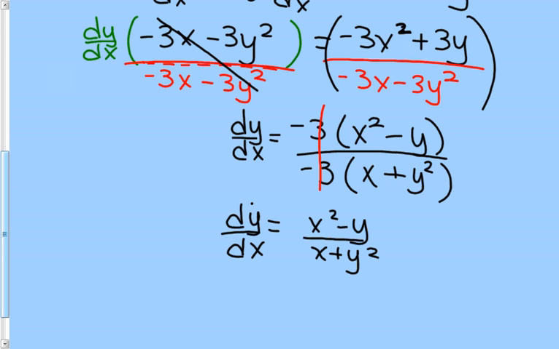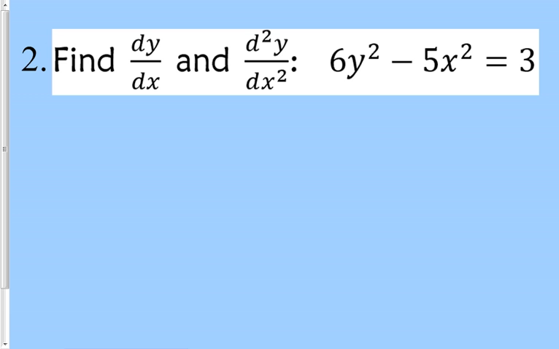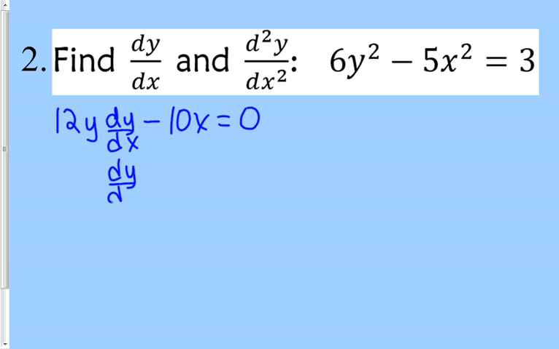Okay. Next on the agenda, number 2, I have to find dy/dx, and then I have to find d2y over dx2. So the first and the second derivative. First derivative, really simple. So 6y squared, so that's 12y dy/dx minus 10x equals 0. Isolate the dy/dx, so dy/dx equals positive 10x divided by 12y.